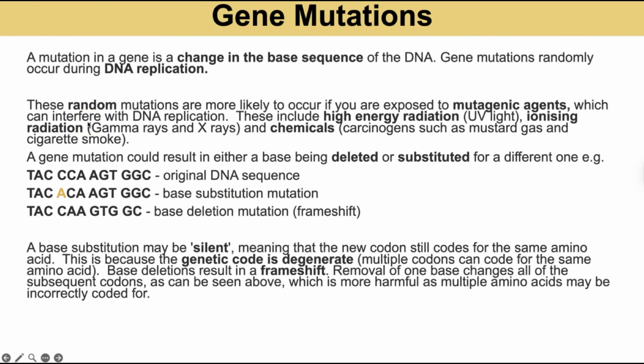So these random mutations are more likely to occur if you are exposed to mutagenic agents, and they can interfere with DNA replication, and that's why. So mutagenic agents include high energy radiation such as UV light, ionizing radiation, which would be gamma rays and X-rays, and chemicals, so carcinogens such as mustard gas and cigarette smoke.